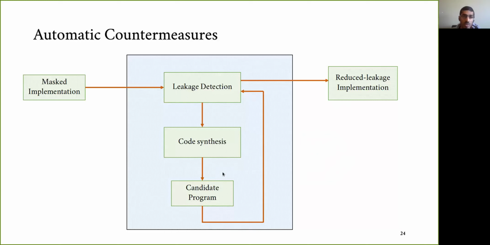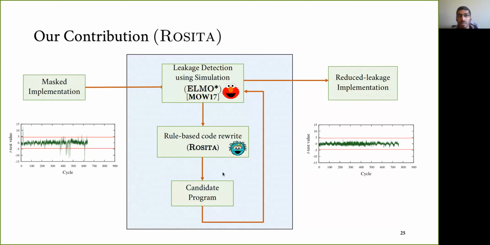So let's see what my contributions are in this area. Ours is an automatic countermeasure, and we follow the same recipe. We use a masked implementation, and as you can see, the masked implementation already leaks. This is an algorithm called Sudo. It's an encryption algorithm, and the masked implementation is leaky because of the reasons that I explained earlier. So we run it through our leakage detection, which uses simulation here.